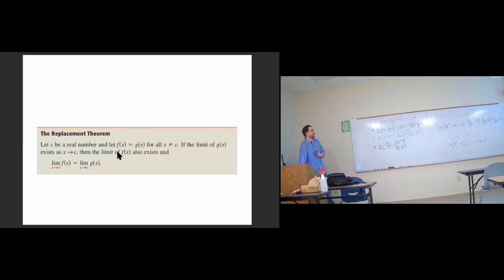Now, we can have 2 functions that are equal everywhere except at a single value, x equal to c. And we can think of one quick example that I've already shown on the board.